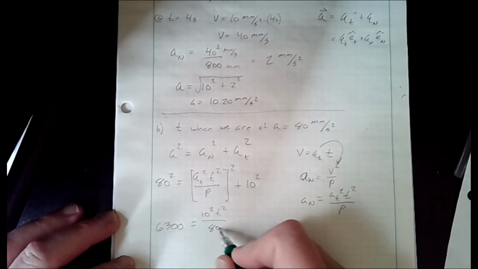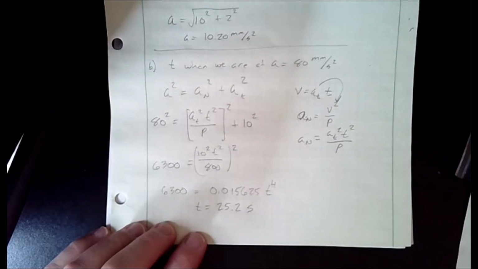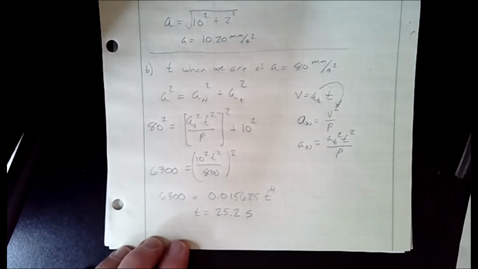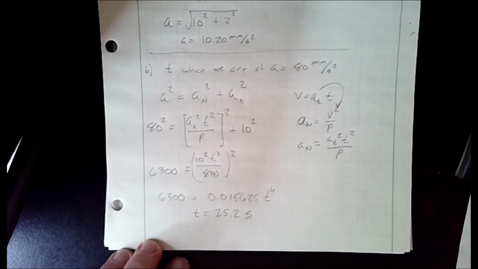6,300 equals about 0.015625 t to the fourth. So if we solve for t, we get t equal to about 25.2 seconds. All right. So again, it was a fairly easy example because all we were using is tangential and normal. There was no integration. We just had the direct calculation. So it made life a little easier.